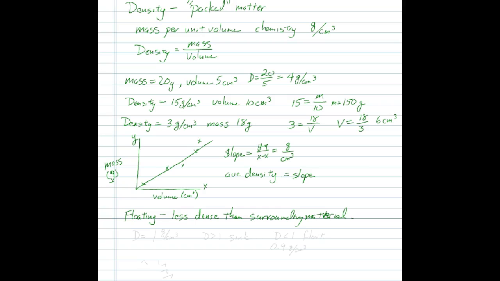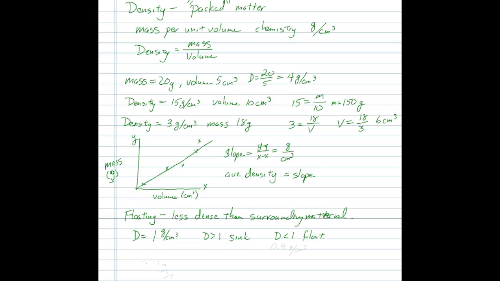Wood would float, but a block of iron would not float because its density is greater than water. The density of water is unique. It's 1 gram per cubic centimeter. Again, hooray for the metric system. So if you have any number greater than 1, it's going to sink in water. So if the density is greater than 1, it's going to sink in water. And if the density is less than 1, it will float.